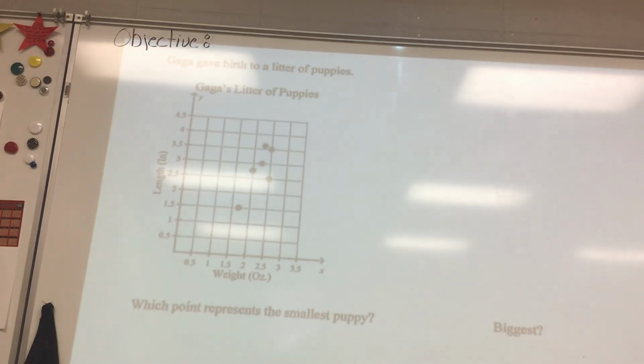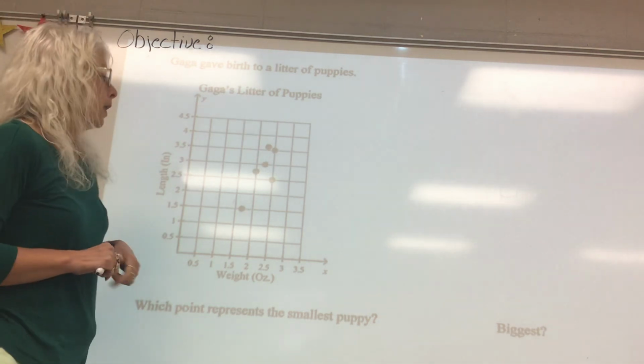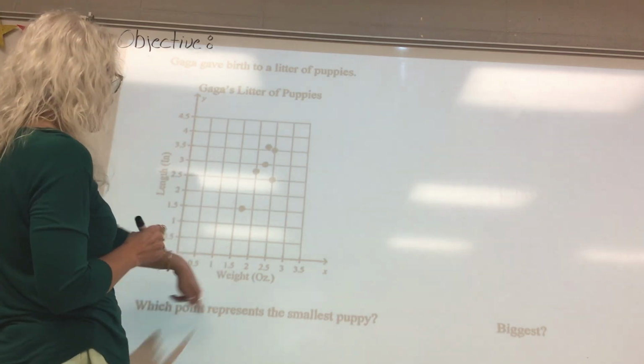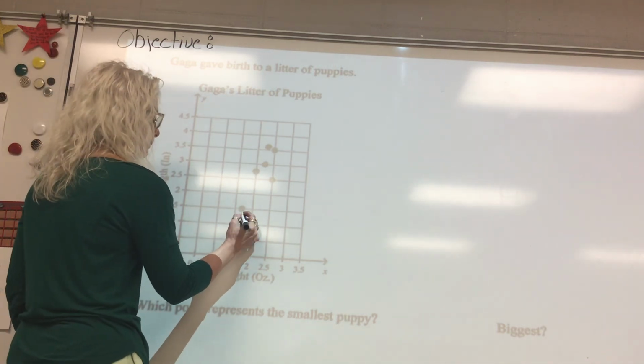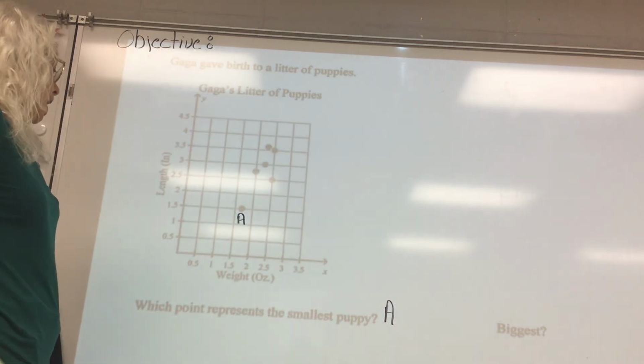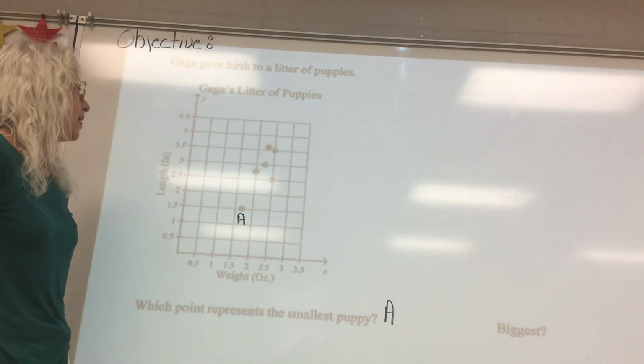All right, Bellringer 56. Gaga gave birth to a litter of puppies. Gaga's litter of puppies is represented in the coordinate grid by the data points. It says which point represents the smallest puppy? This point? Yes. So we'll just call it A. It looks to be about 1.6, 1.5.